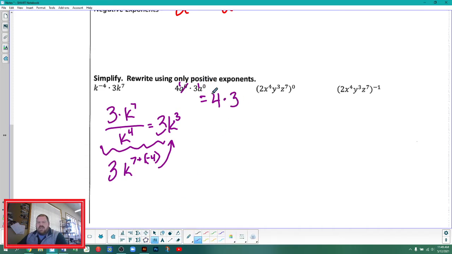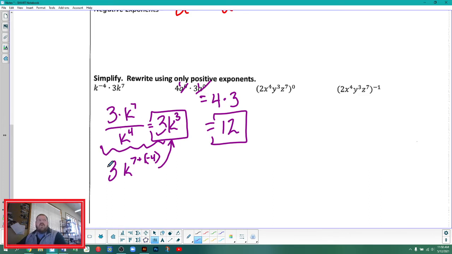Because the a to the 0 goes away. And by go away, I mean it equals 1. And multiplying by 1 doesn't do anything for us. Okay, that can also be seen in this next one where I have this whole thing raised to the 0 power.